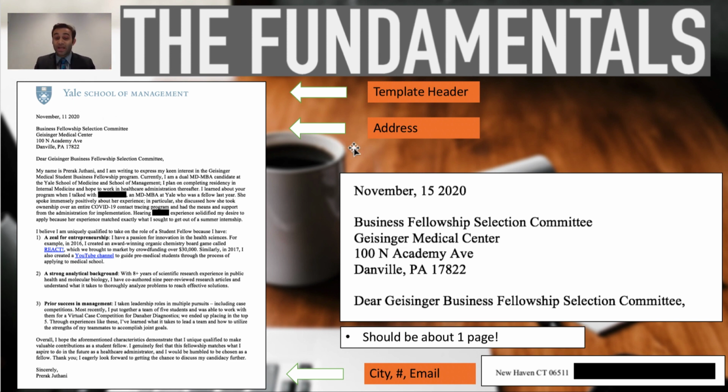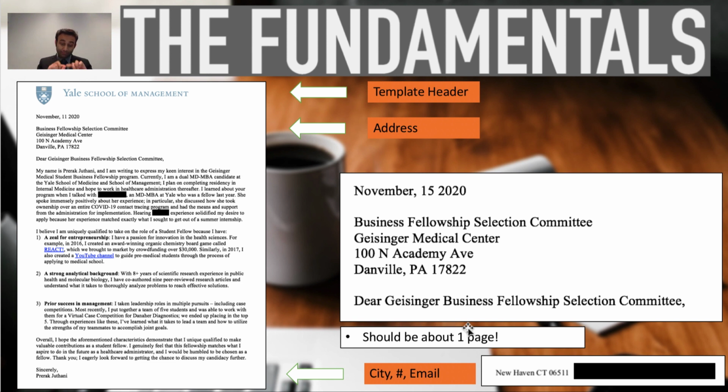The second part is the address. You can see here I included the address of the place that I'm sending the cover letter to. And then the next thing is that this should be about 1 page in length. Rarely do cover letters go above 1 page, at least in my business experience and many of my business school classmates' experience. I have not seen a cover letter that goes above a page, but again, I could be wrong. But for our purposes, we want to keep it to about a page.